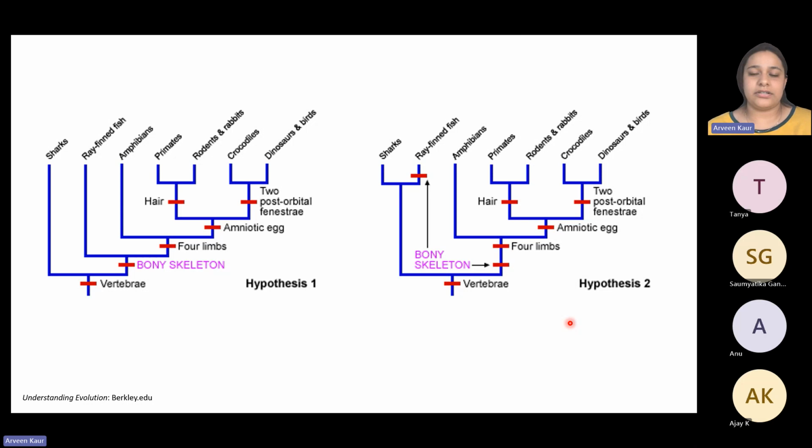Sometimes this arrangement is also different in different hypotheses. But where the difference arises in these two hypotheses is whether the sharks and the other individuals that have a bony skeleton have diverged from one common ancestor, or whether the vertebrates first diverged into two common ancestors, one of which gave birth to both sharks and ray-finned fish, and the other gave rise to these other 5 individuals, right?